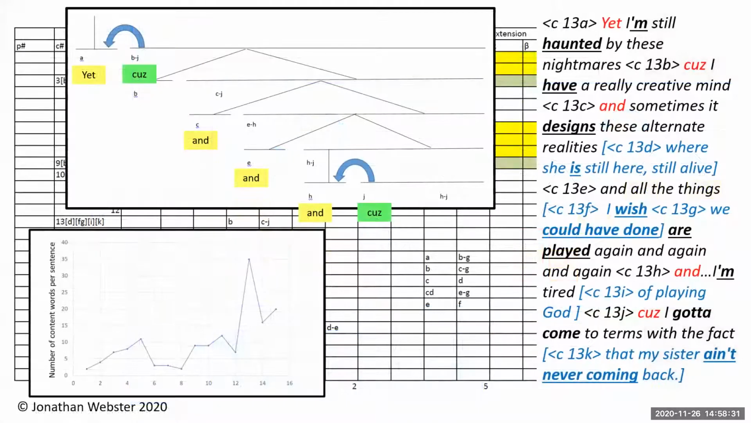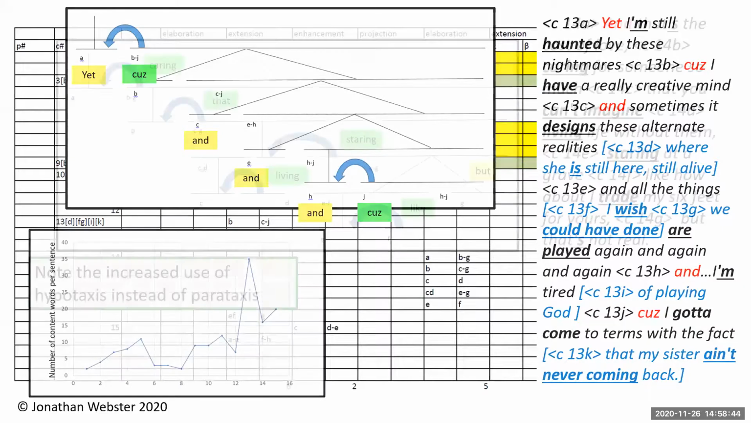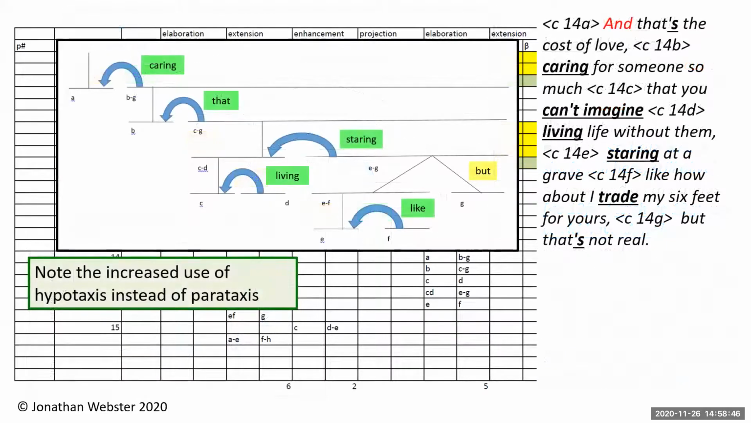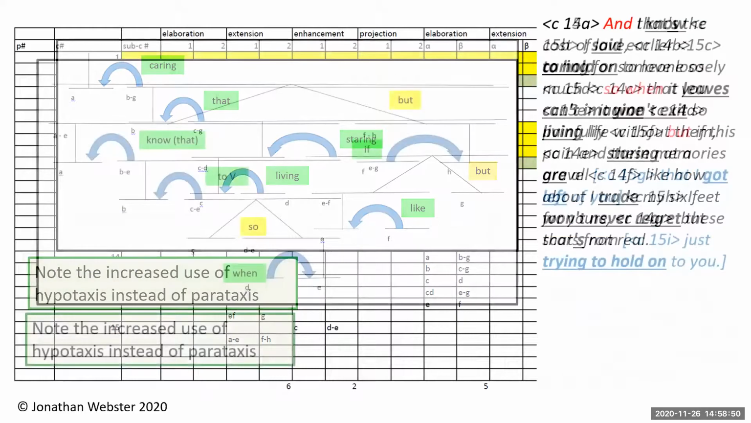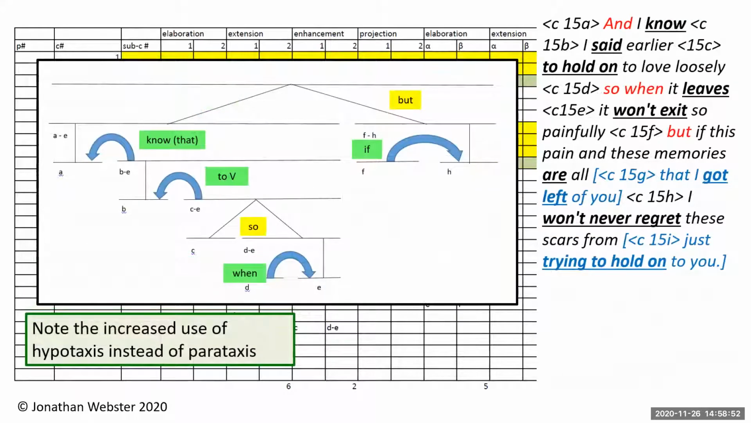In 13, we notice again, it all sort of seems to gather at this point. We notice that there is some hypotaxis, 'cause. We notice that peak in terms of lexical density. We notice the increased use of hypotaxis then in 14 and in 15. We notice this contrast in these clauses, 11, 12, 13, and 14.